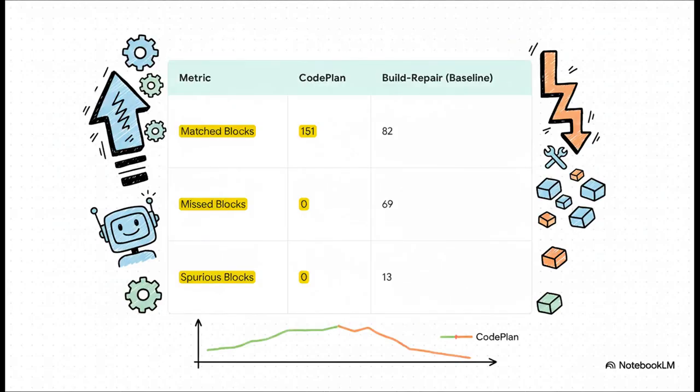And the results of this plan-first approach are, well, they're pretty staggering. Just look at this table. CodePlan found every single code block that needed to be changed, 151 of them, and missed 0. The baseline method, which is more of a simple build and repair approach, missed a whopping 69 blocks and even added 13 chunks of code that weren't needed at all. It just goes to show you, taking that time to plan ahead makes a massive difference.